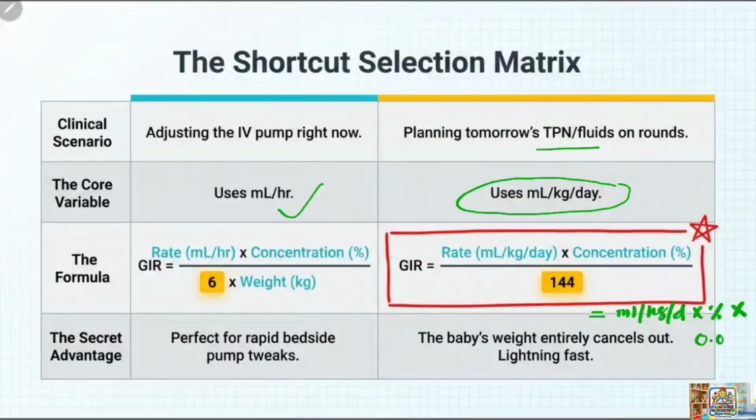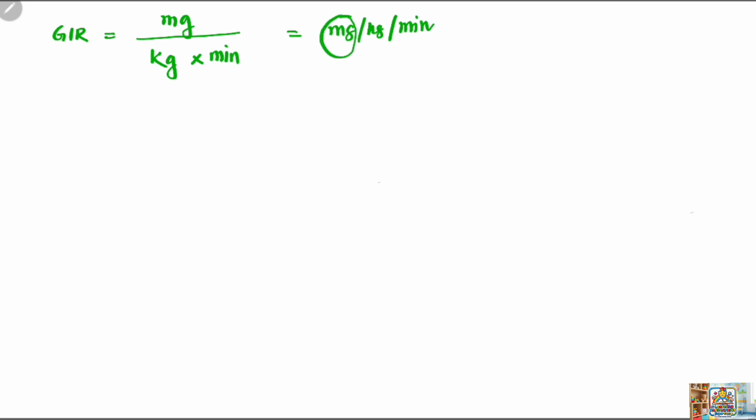As a summary, if we have to jot it down from the very first on a blank sheet from our memory: glucose infusion rate means how many milligrams of glucose are given to a baby per kg per minute, mg per kg per minute, as the baby's metabolism is done in milligrams and in a minute to minute format.